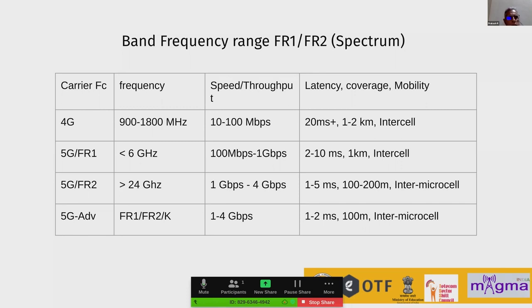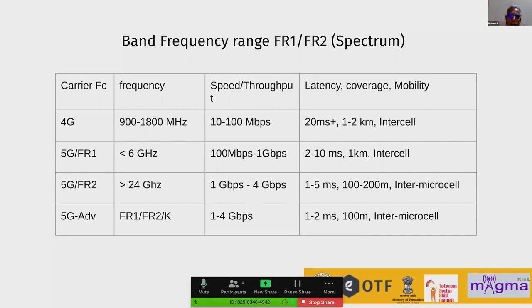FR2, which is the millimeter wave, in the 24 gigahertz to 54 gigahertz range. In that range, you can get a throughput of 1 gigabit per second to 4 gigabits per second. Now we are talking of statistical average, and peaks obviously can be higher. But the focus here is that on 5G FR2, you can get a better latency, that is 1 to 5 millisecond, and you have 100 to 200-meter coverage.